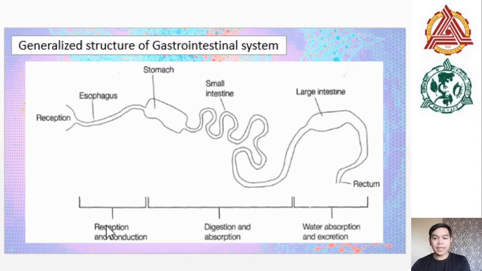A typical mammalian gastrointestinal system consists of four basic regions. First is the reception and conduction region, which is composed of the oral cavity, or the mouth, and the esophagus, while the stomach serves as the storage region. Next region is the digestive and absorptive region, where both the stomach and small intestine are involved. And lastly, the water absorptive and excretive region, which is composed of the large intestine and the rectum.